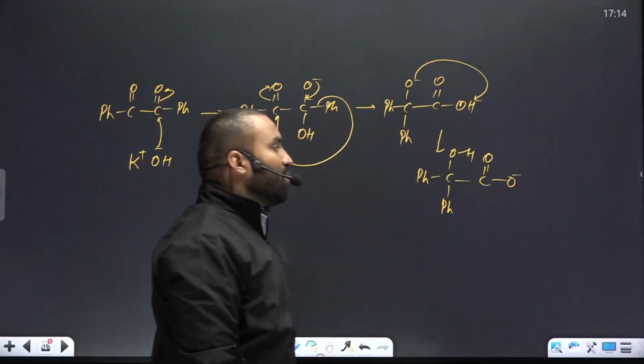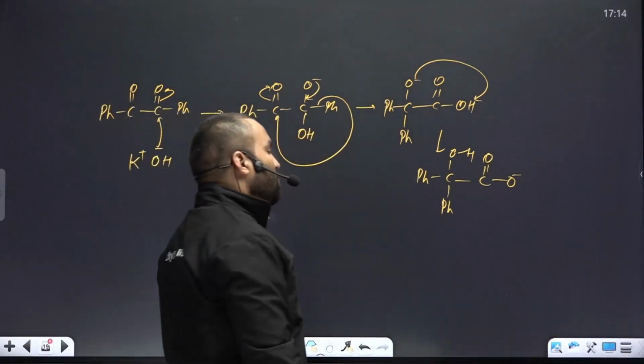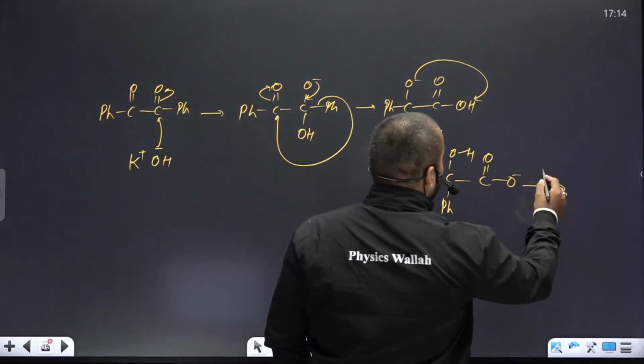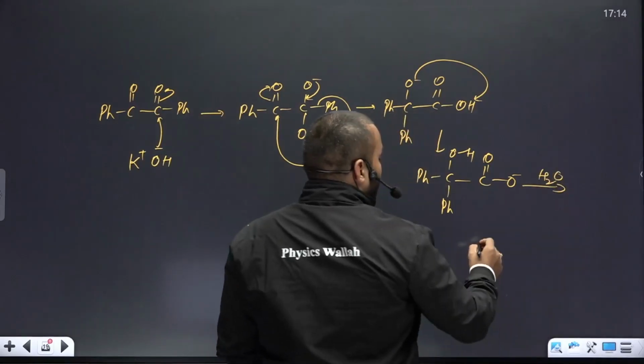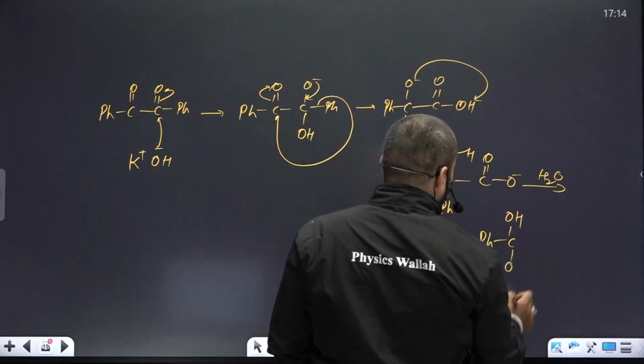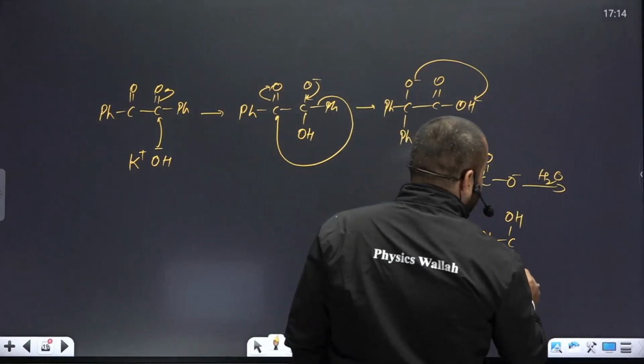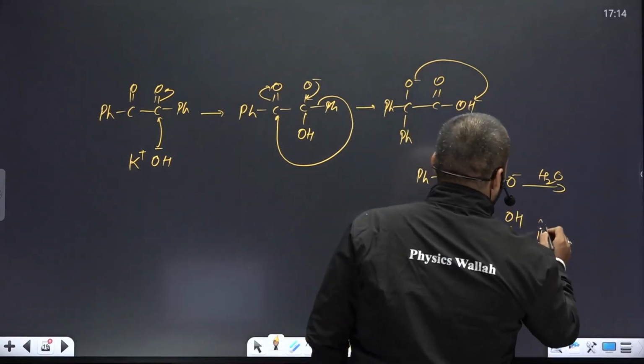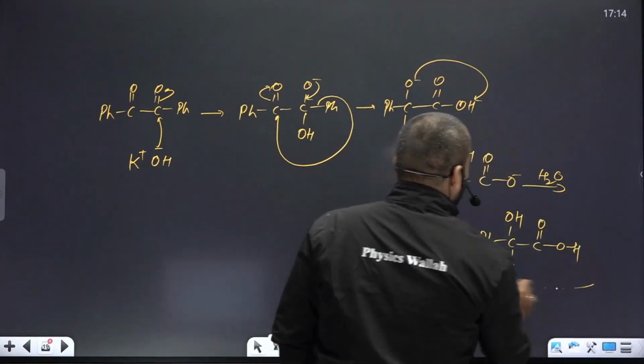Now this molecule can be made neutral by the help of water treatment. When you add water, this becomes benzoic acid. So starting from benzoin, you can do benzoic acid treatment. Benzoic acid, this is the compound obtained.